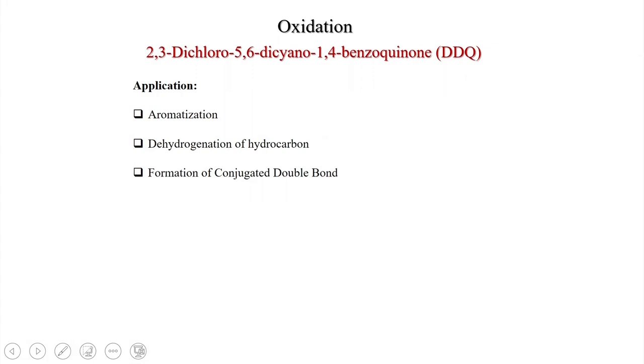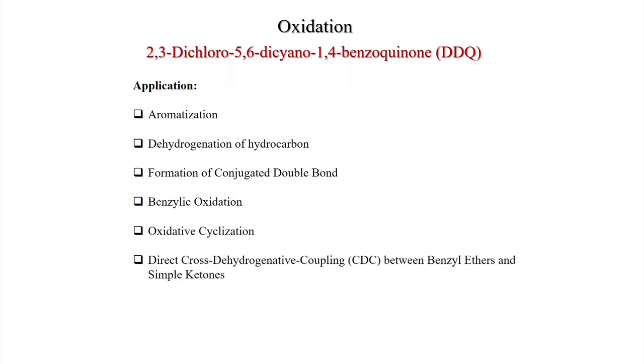Formation of conjugated double bond, that we will see, alpha beta unsaturated carbonyl compound you can generate. Also a double bond conjugated with aromatic system you can generate. Benzylic oxidation, we will discuss that benzylic CH can be oxidized to ketone. Oxidative cyclization reaction also is well known. And direct cross dehydrogenative coupling, that is CDC, between benzyl ethers and simple ketones, also other nucleophiles, and direct cross dehydrogenative coupling with tetrahydroisoquinoline. So, these reactions we will discuss.